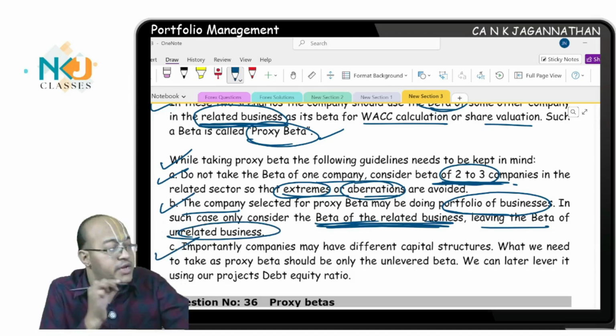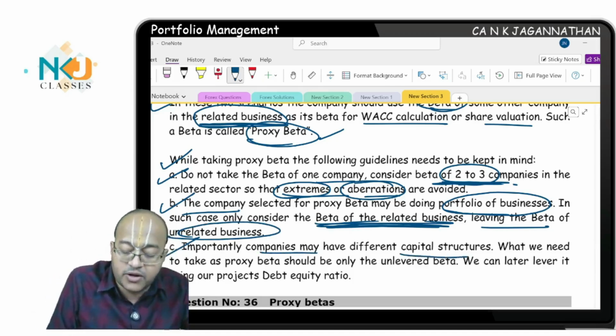Now, the last point, very, very important. Companies may have different capital structures.